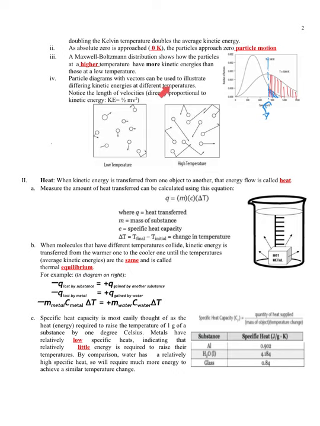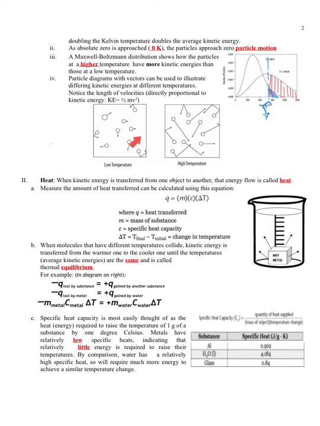Particle diagrams with vectors can be illustrated with differing kinetic energies. So this is going to show low temperature right here. And what you're seeing is smaller vectors here. And then higher temperature, you'll see bigger vectors. So this is the particle diagram to help illustrate our temperature differences. Because it's not dynamic enough for you to see, you're actually seeing it through the vectors. So longer vectors versus shorter vectors, which are these arrows.